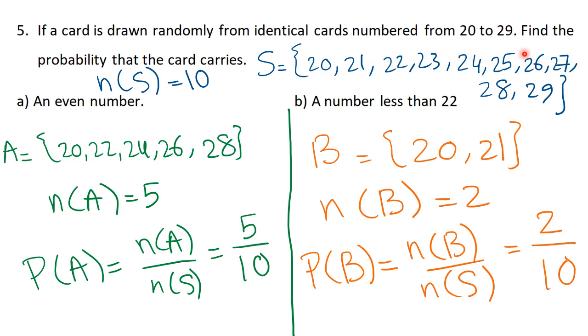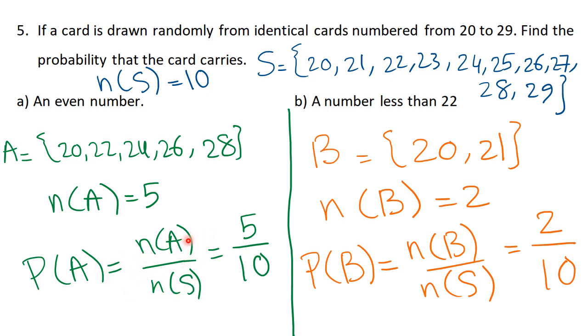22, 24, 26, 28. If we count the number of these elements, we will find that the number of elements in event A equals 5: 1, 2, 3, 4, 5. So to get the n of A, first we need to write the event A. After that, we apply the rule, which is the probability of A equals n of A over n of S, and this rule is very important.